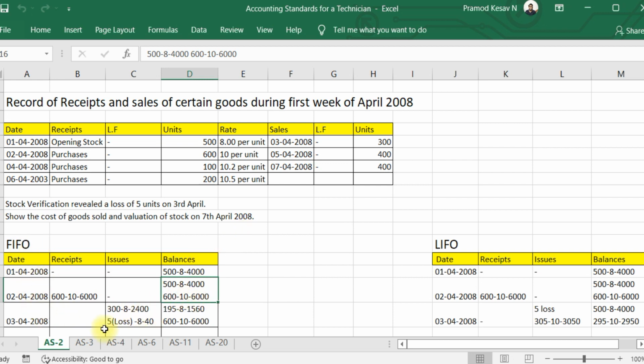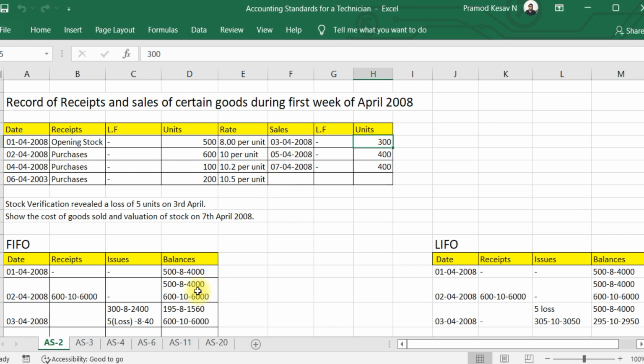This is FIFO actually. So on the third, we have a sale of 300 units. Now, at what price? The price will be whatever is available in the balances. There is no specific price for this. Whatever stock is available, we will get to know the price from them.